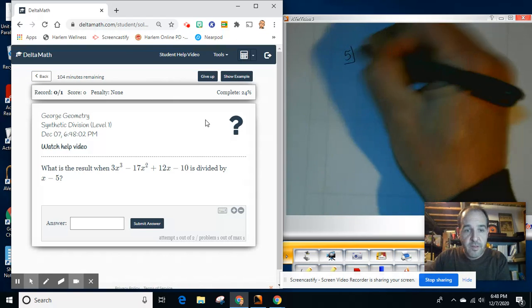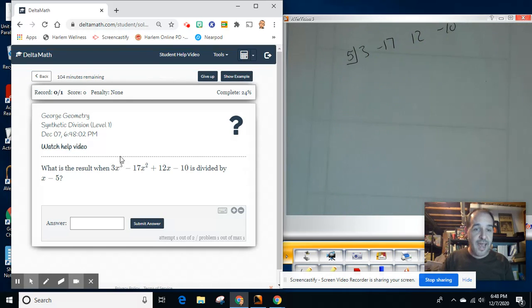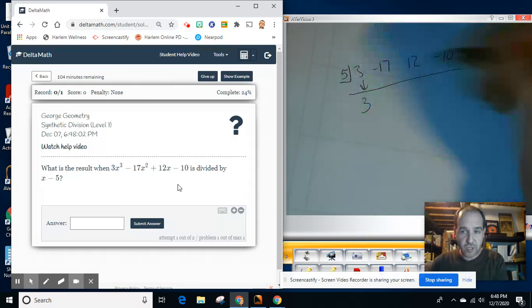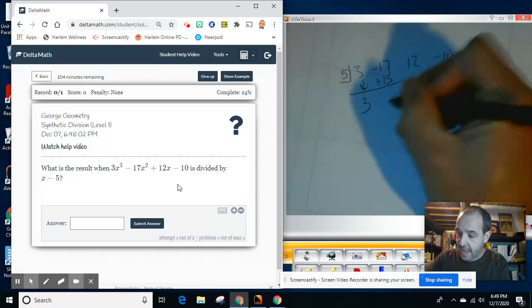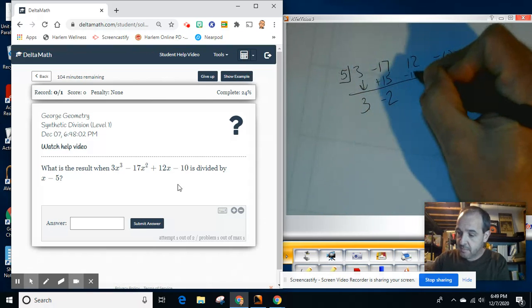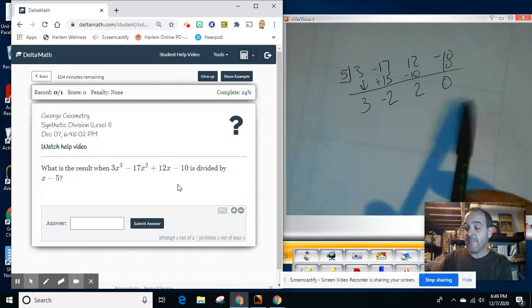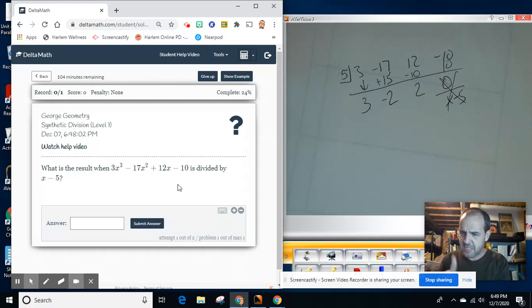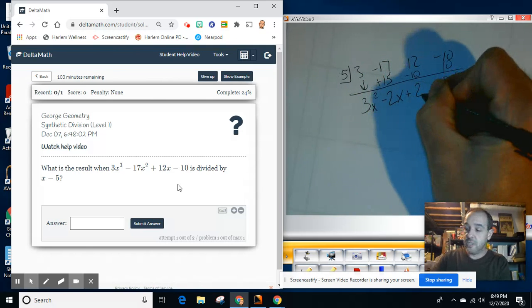So 5, 3, negative 17, 12, negative 10. And remember, you've always got to check to make sure there's not gaps. These should always go down by 1. 3, 2, 1, 0. I don't know why I'm so off here with this, but pull down the first one. Multiply that by what's in the box. Put that in the next slot. Add down. Multiply that by what's in the box. Add down. Multiply by what's in the box. Add down. If there is something here, that would be my remainder. That would be something x over 5, but I mean, there's not this time. Just saying. And again, we started with a degree 3, degree 2, degree 1, degree 0, which is my constant term.